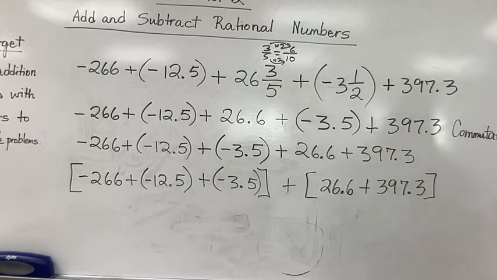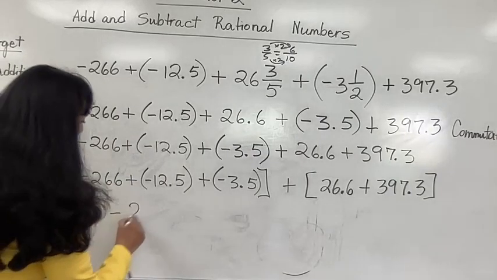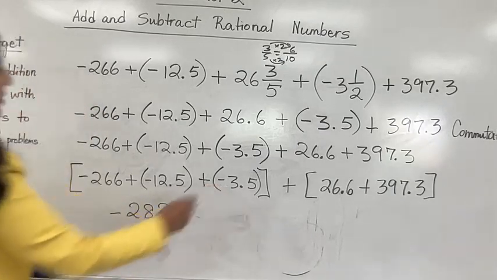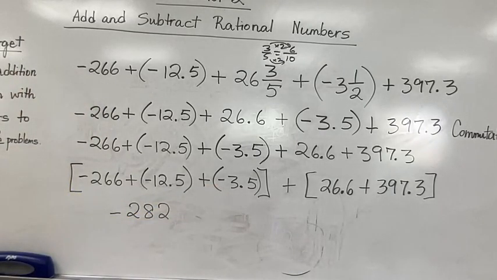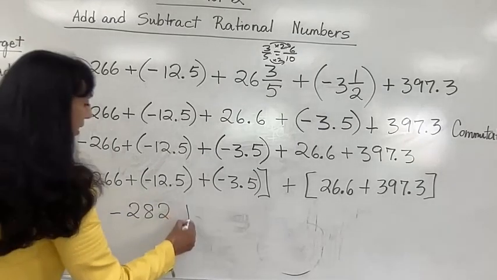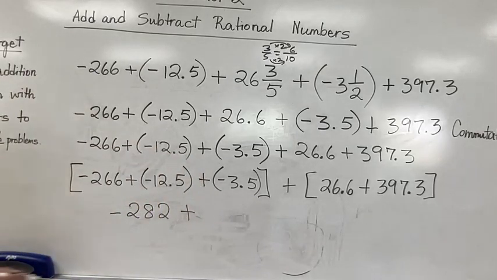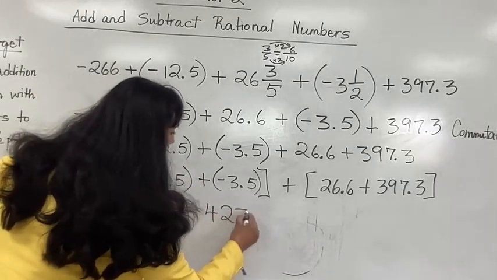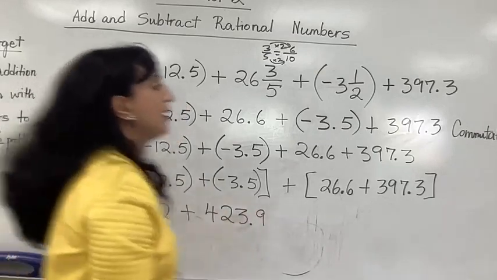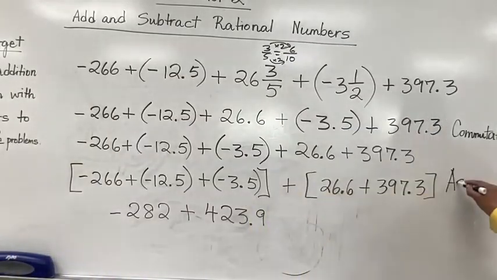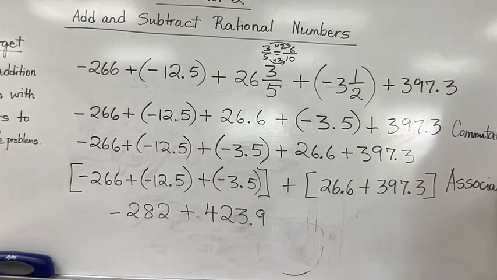Now, since they are the same sign, all of these, I am going to add them. And I get negative 282 when I add these. And then the same sign on the other side, I have the positives. I'm going to add those numbers and I'm going to get 423 and 9/10. So as you can see, I have this grouping over here. This is the associative property that is being used.